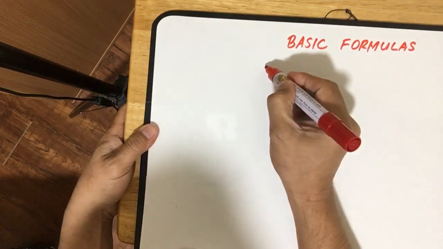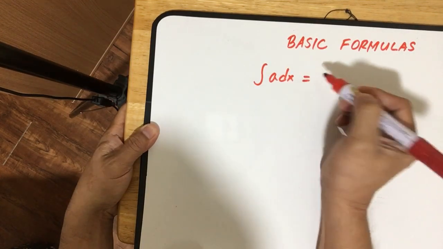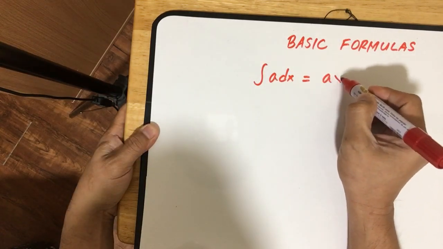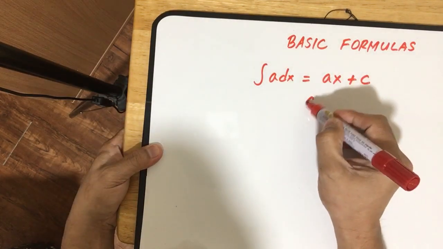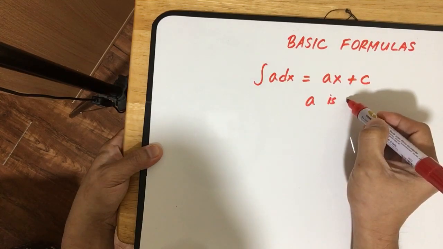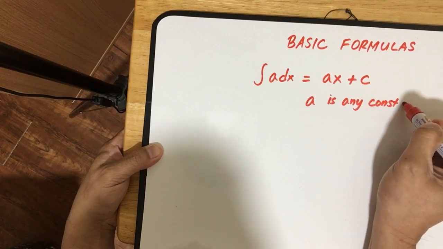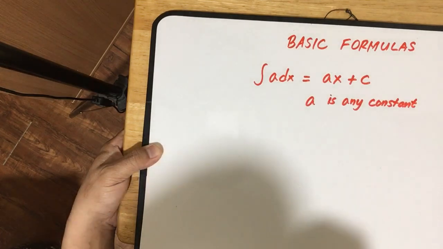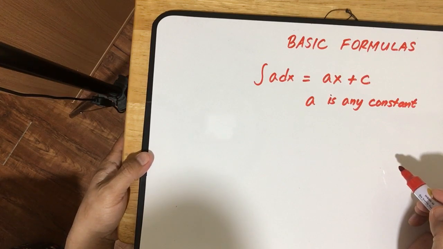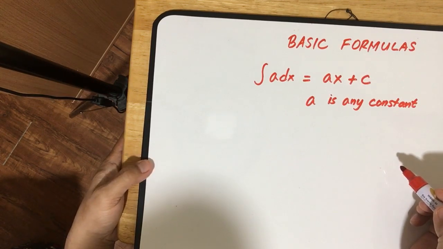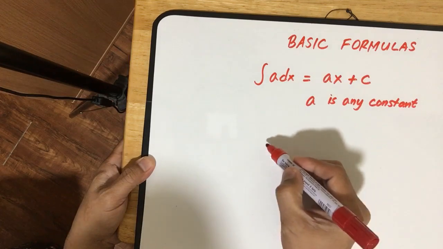So first we have this integral of a times dx. This is equal to a times x plus the constant of integration. So take note that our a here is any constant. It can be a positive or a negative number, a fraction, or a number in terms of square root or in radicals or whatever.